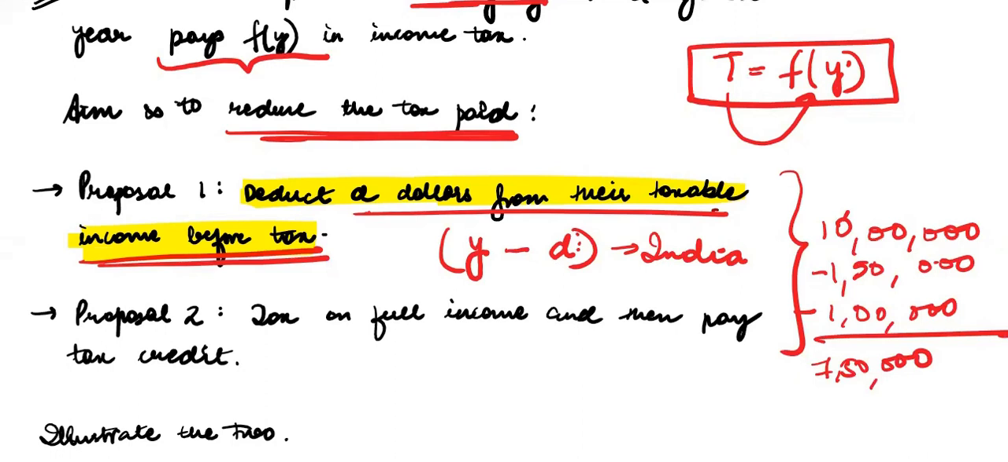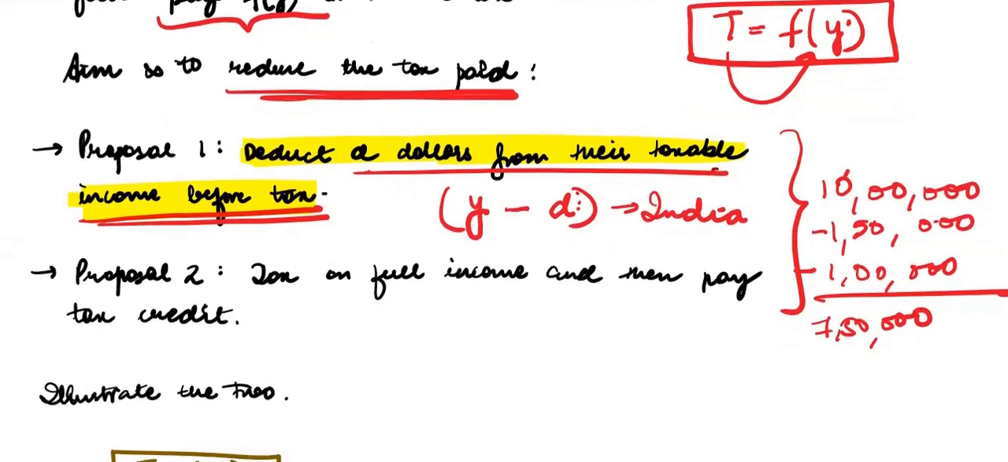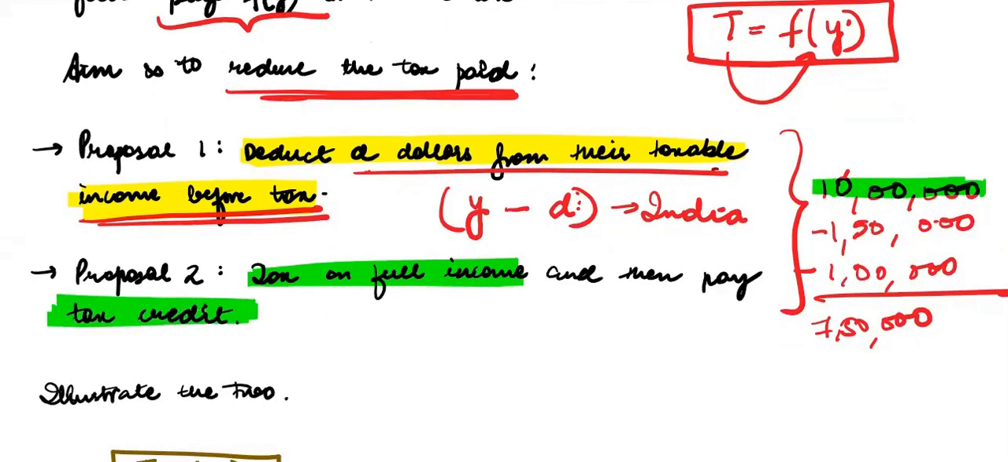That's the first proposal. The second proposal is you tax on the entire income. You tax on 10 lakh, whatever tax comes, and then you pay a tax credit. So the government returns you certain money. First, the government charges you tax on the entire income, and then the government goes ahead and returns you some money. These are the two proposals that are given to reduce the tax. Now let us try and see what this means mathematically.